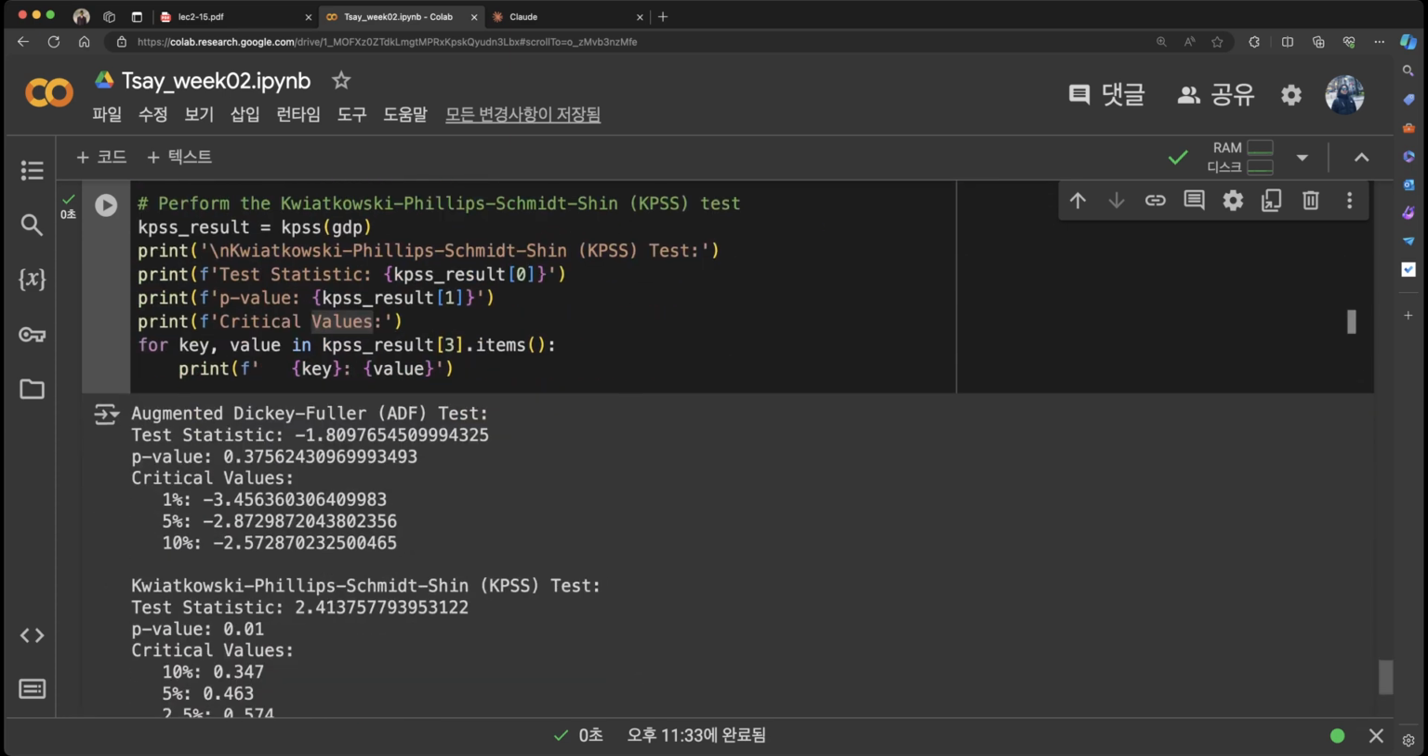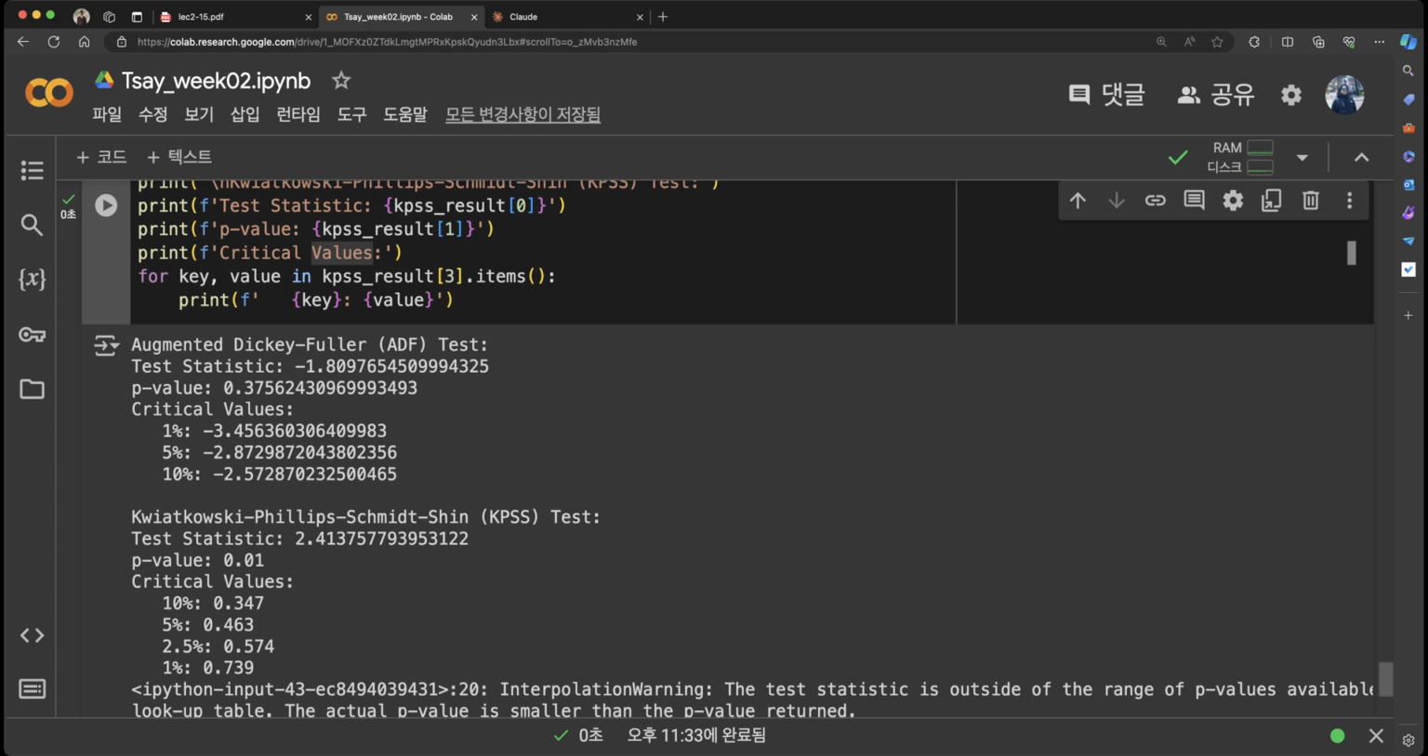So, okay, augmented Dickey-Fuller test statistic is minus 1.8. P-value is this one, so it is not significant. Critical values at 1, 5, and 10% should be something like this. So here this is not significant. And then how about this one?